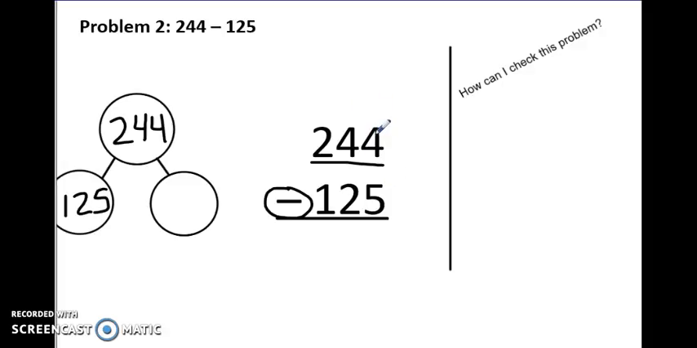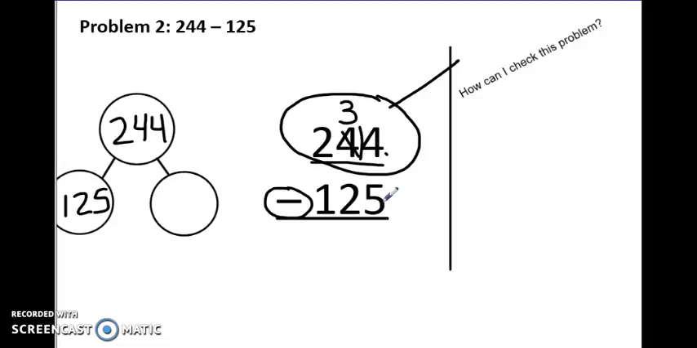I start with my ones. 4 minus 5. Well, in this problem, I cannot subtract 4 minus 5. 4 is smaller than 5. So I'm going to go next door to the tens, cross out the 4 in the tens, and make it a 3. Because I'm going to take one of those tens, and I'm going to give that 10 to the 4, and make it 14. Now I can go ahead and do my subtraction. So 14 minus 5 would give me 9.